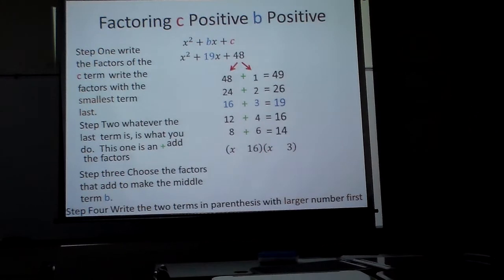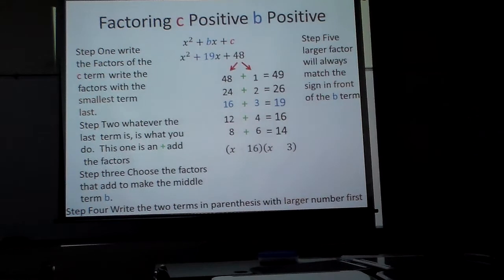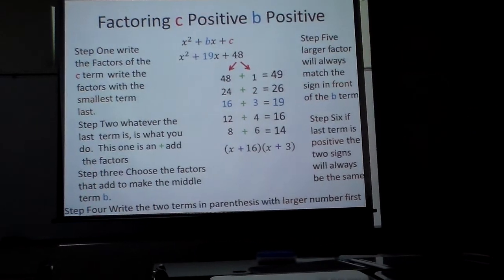And here's what's really cool. The larger number every time, that's why I write it first, will always match that sign. Notice that is a positive sign there, so the 16 has to be a positive. And you can look at it two ways. If the last one's positive, they both have to be the same. So if that's a positive, this one will also be positive. Or you could say this: what would I have to do to 16 to get to 19? Would I add 3 or would I subtract 3? Obviously you would have to add 3 to positive 16 to get to 19. There is the answer. That is the factoring for one with c positive and b positive.